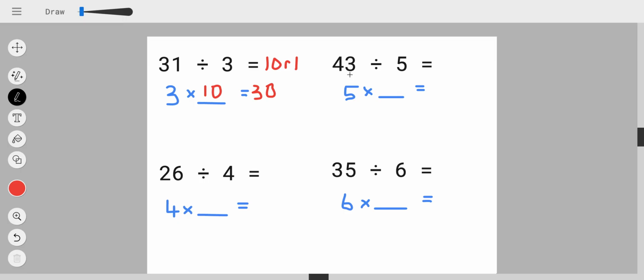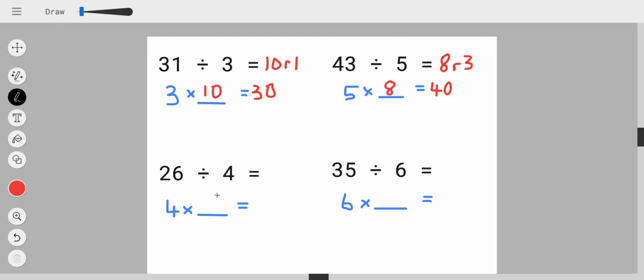All right, next one, 43 divided by 5. I'm going to take this divided by 5 and turn it into a multiplication in my head. I'm going to think, 5 times what gives an answer really close to 43? Now, I know my 5 times tables, and I know that 5 times 8 gives me 40. So I know that the answer is going to be 8, but what will the remainder be? Well, 43 is 3 more than 40. So my remainder is 3.